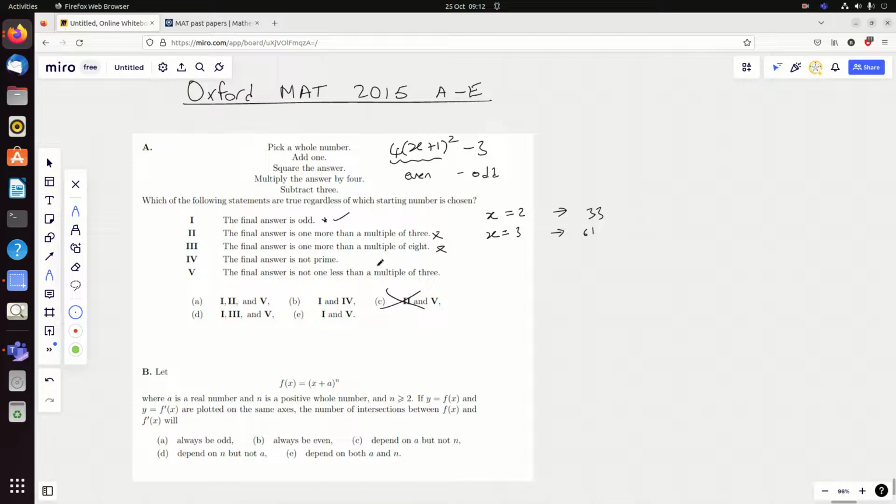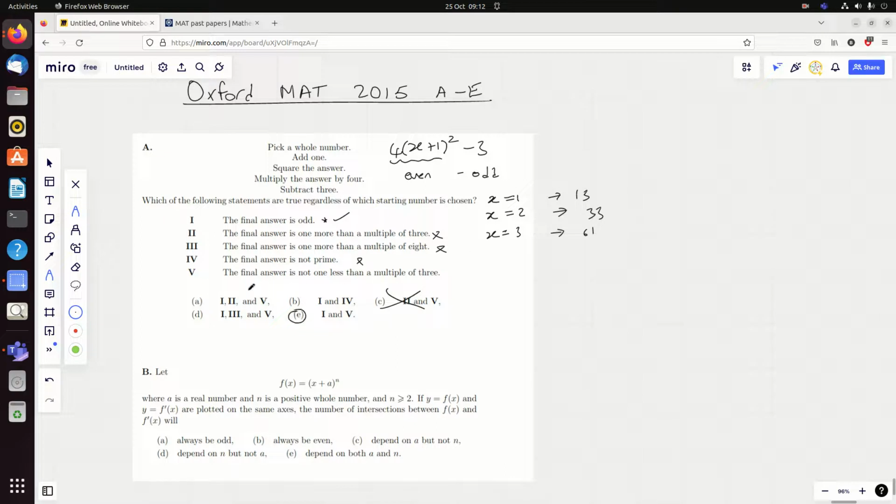The final answer is not prime. I'm pretty sure that I can make it prime if I pick x equal to 1, because I'm going to get 2 squared, which is 4, times 4 is 16. It goes to 13. So that's wrong. At this point, it should be obvious that the answer is E.